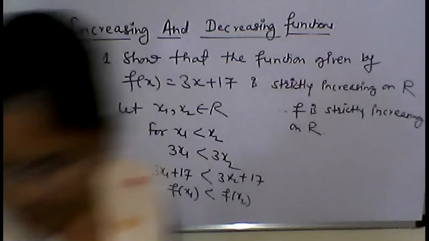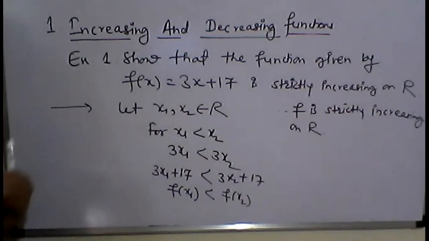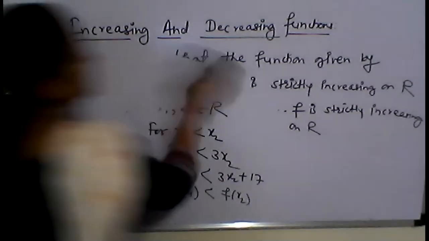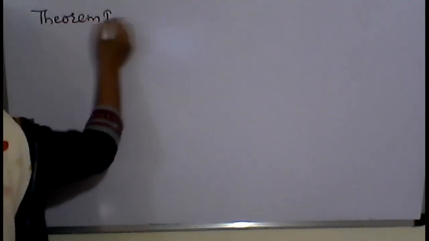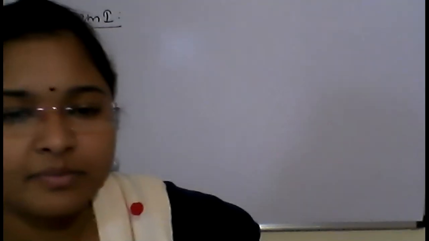Now see this here: be continuous on the closed interval a comma b. We'll write the theorem. Theorem number 1. All are having the NCERT text? Yes or no? No, ma'am. Okay.